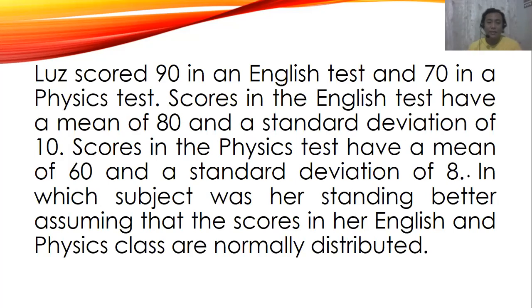Okay, next example. Luz scored 90 in an English test and 70 in a physics test. Scores in the English test have a mean of 80 and a standard deviation of 10. Scores in the physics test have a mean of 60 and a standard deviation of 8. In which subject was her standing better, assuming that the scores in her English and physics class are normally distributed? So we cannot say that since 90 yung nakuha ni Luz sa English and then 70 lang sa physics, mas magaling na siya sa English. Not literally like that. Why? Because we have to consider yung mean and the standard deviation.